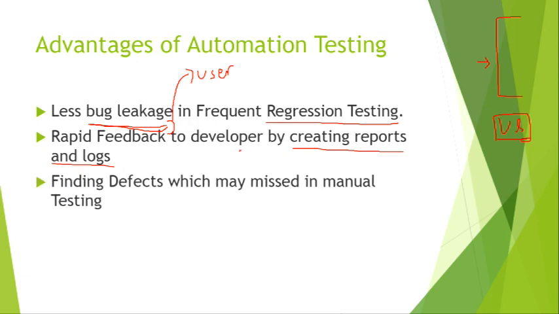Next is finding defects which may be missed in manual testing. As I already told you, in regression testing you may miss some test scenarios or test cases in manual testing. But if you follow automation testing, you need to run the scripts, so you will not miss any scenarios. The scenarios are already maintained in your script.